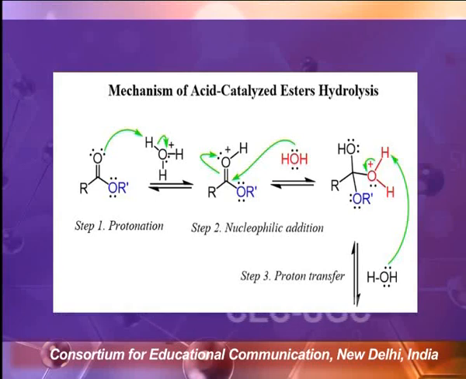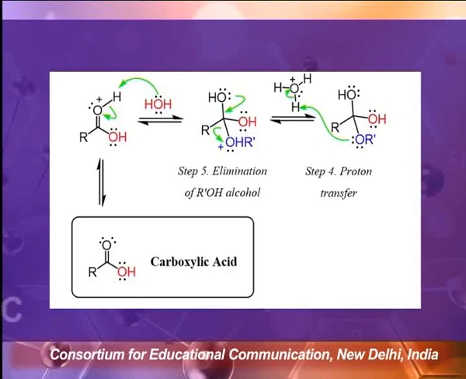In the third step, proton transfer takes place. In the fourth step also you can see the proton transfer, and in the fifth step there is an elimination of the alcohol molecule. How the elimination took place is crystal clear from the structure. So with acid catalyzed hydrolysis, this is how you get the carboxylic acid, and this is the mechanism.